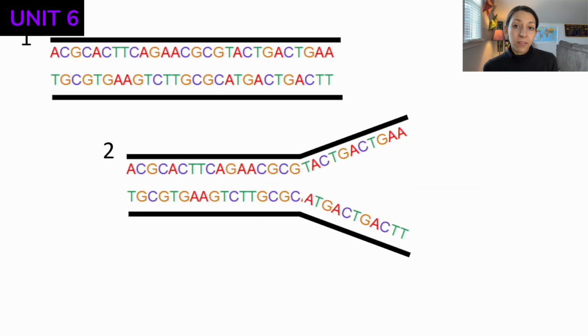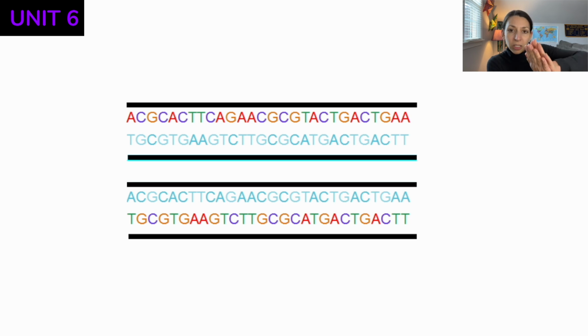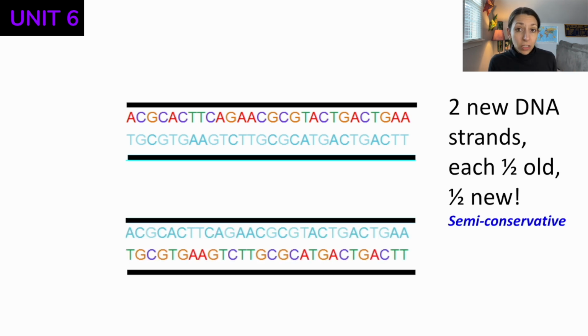Now, with the help of some different enzymes, the DNA molecule is unzipped or opened up, and then we have 2 strands that we can add new nucleotides to. We'll have one old side of the DNA and then one new side in each of our 2 new DNA molecules. So remember, it's split open by our enzyme helicase, and then we'll add new nucleotides to each of those open sides, ending with 2 new DNA molecules, each half old, each half new. This is why we call it semi-conservative.